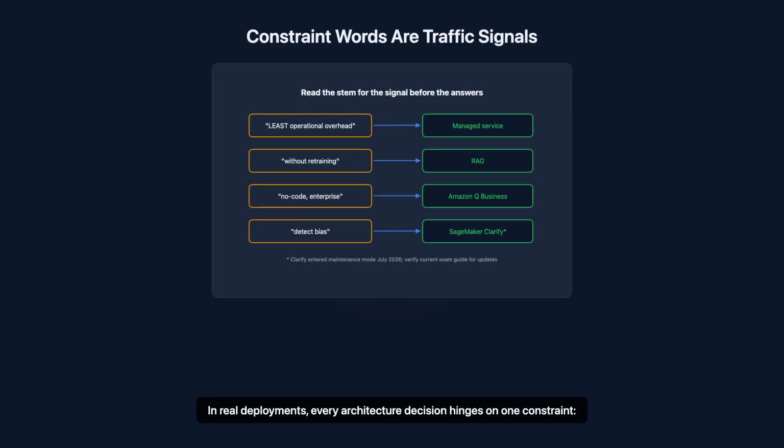In real deployments, every architecture decision hinges on one constraint: cost, latency, freshness, or retraining overhead. Once you name the constraint, the service choice often follows directly. The requirement says least operational overhead. That points toward a managed service. It says without retraining. That points toward RAG because you're refreshing what the model references, not retraining it. It says no code or enterprise knowledge. That's the profile for Amazon Q Business.